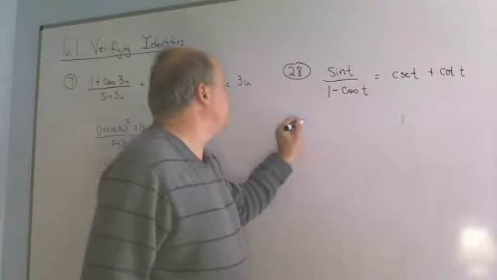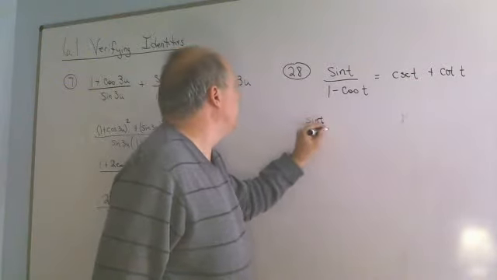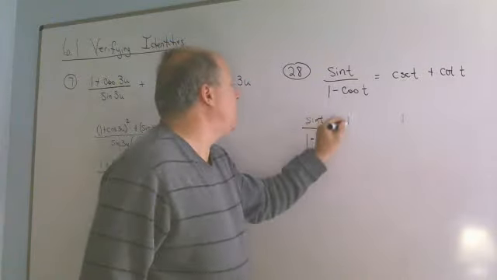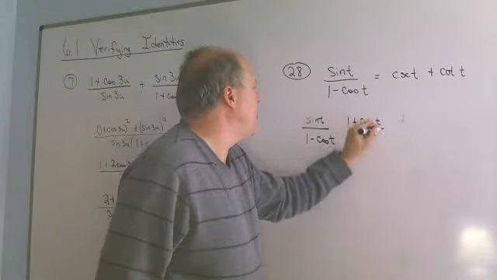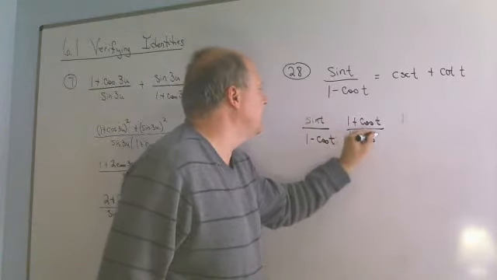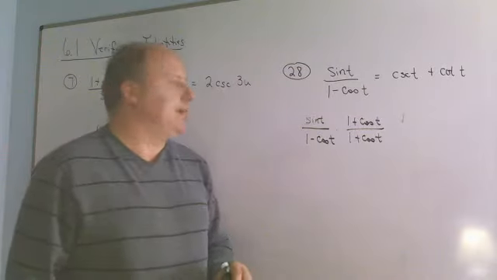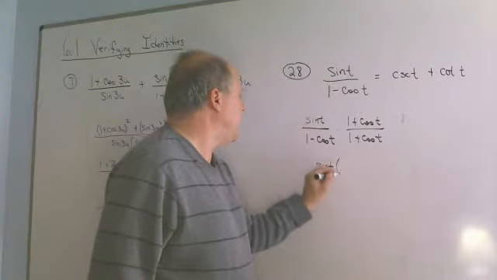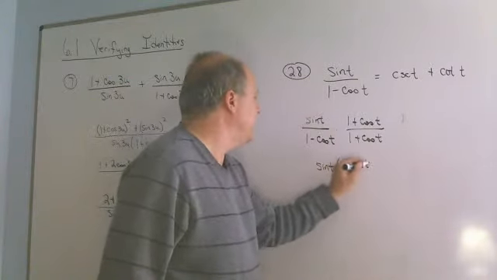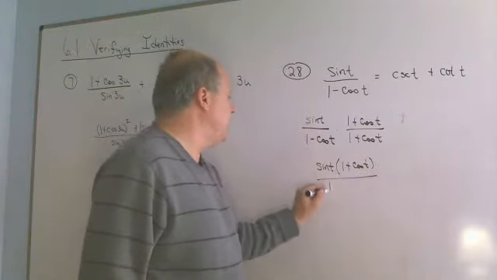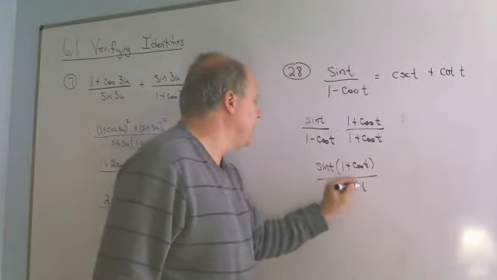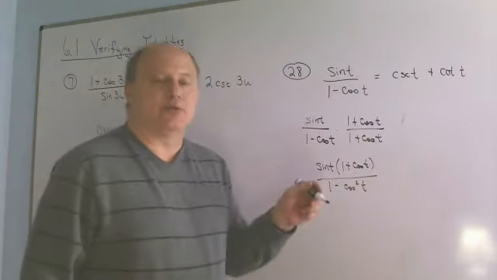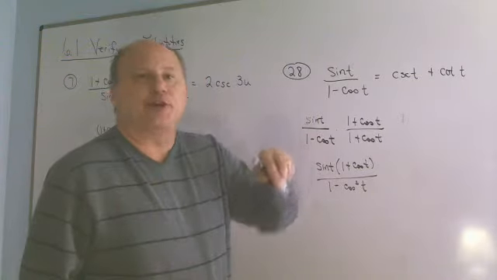So this becomes the sine of t over 1 minus the cosine of t, without change, times 1 plus the cosine of t over 1 plus the cosine of t. And this is a little trick of the trade, but it works. So this is the sine of t times 1 plus the cosine of t. And if you FOIL the bottom out, that's 1 minus the cosine squared of t. And if you recall, that's the Pythagorean identity again for sine squared plus cosine squared equals 1, but just a different arrangement of the terms.